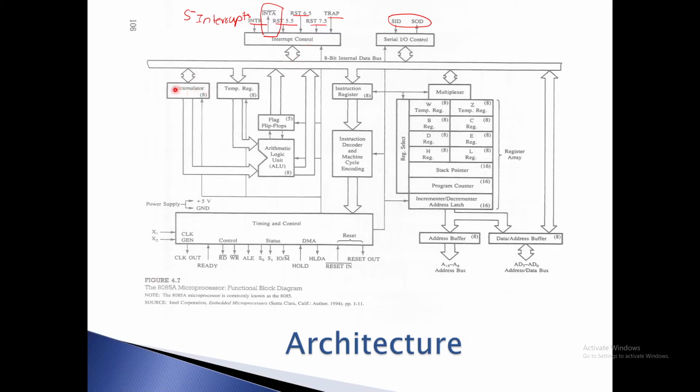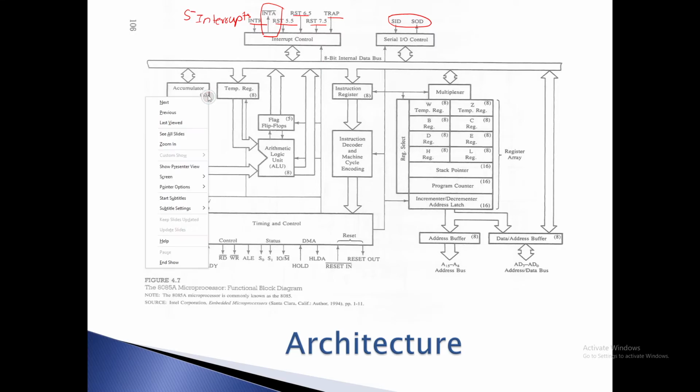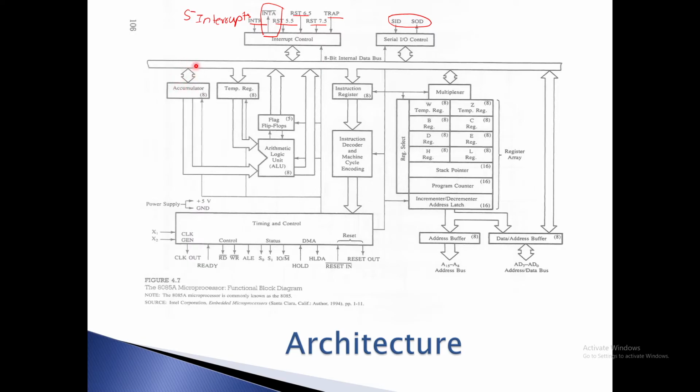Then we have the accumulator, which uses 8 bits, and the temporary register, also 8 bits. The accumulator is directly accessible to the programmer, therefore it is bidirectional: data comes inside and also goes outside. The accumulator and temporary register are directly connected to the arithmetic logic unit. The temporary register is unidirectional as it is not available for the programmer to access. Only the processor can access this temporary register.